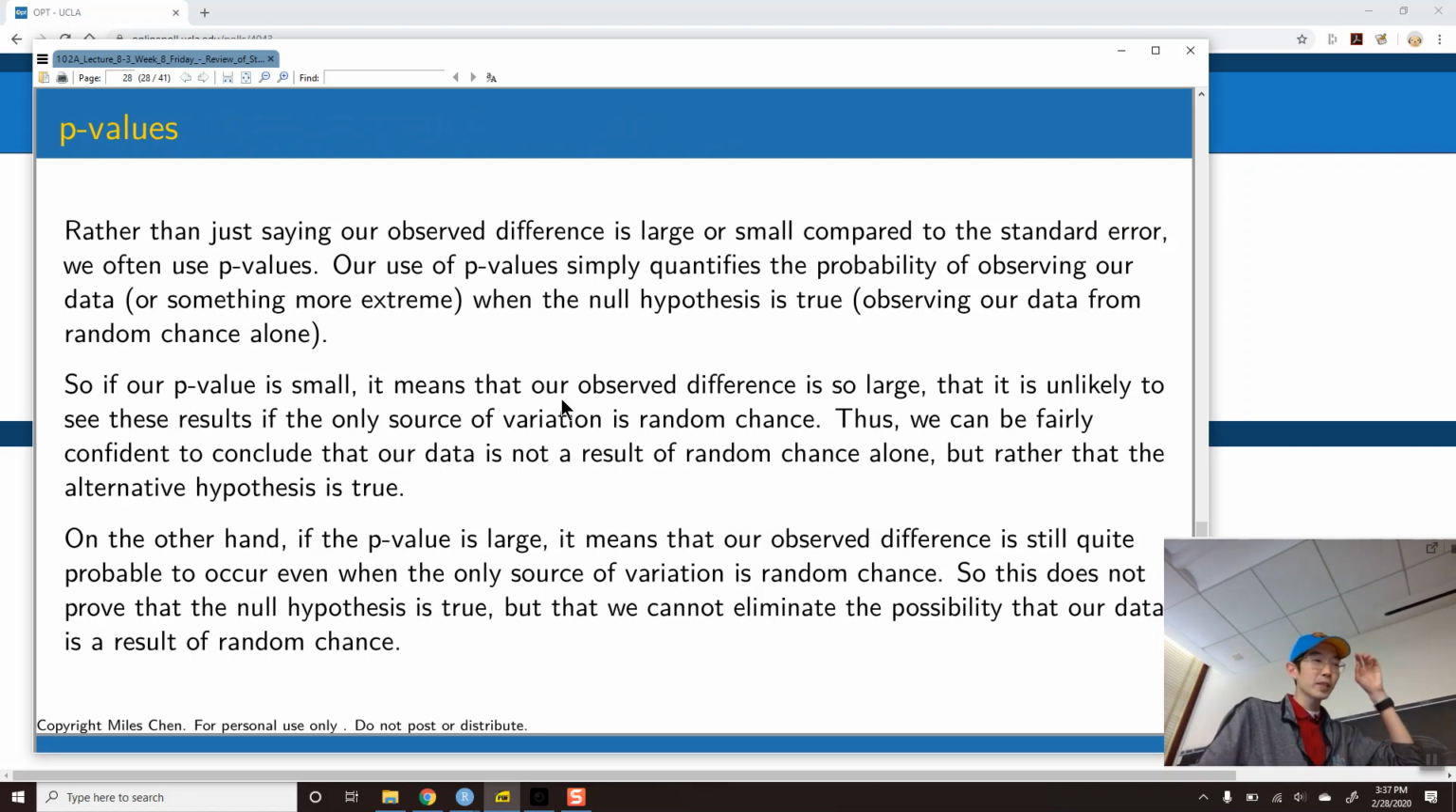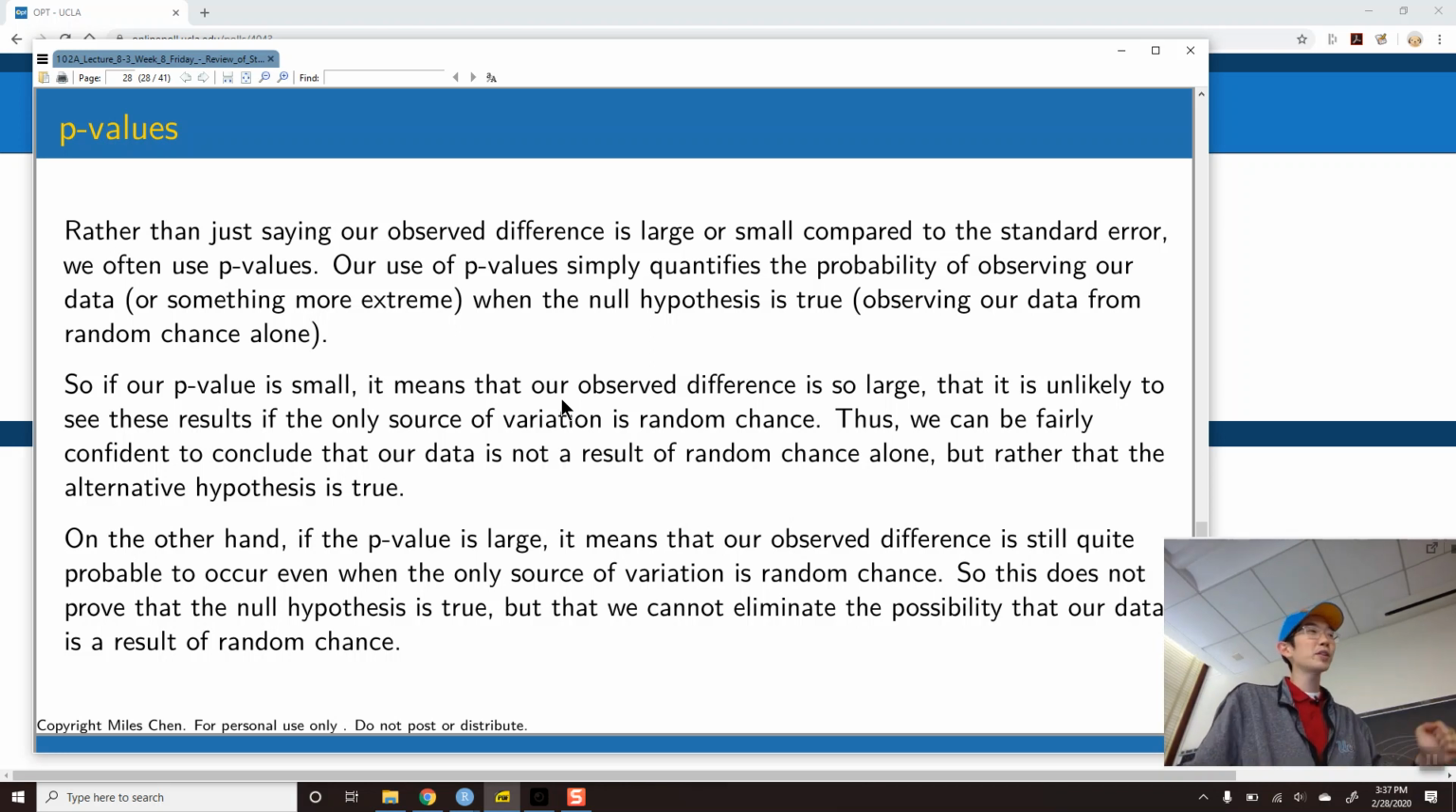Rather than just saying that our difference is large or small compared to the standard error, we can calculate a p-value. The p-value is the probability of observing our data or something more extreme when the null hypothesis is true. So if our p-value is small, then our observed difference of 2 is really unlikely to happen if the only source of variation is random chance. Most of the time random chance should produce values close to 0, and we're getting a difference of 2, that's really unlikely to happen.